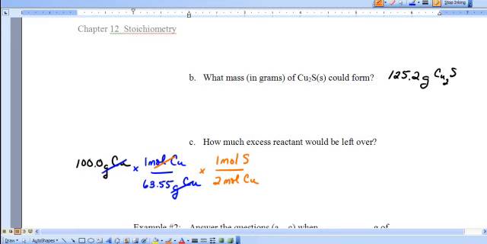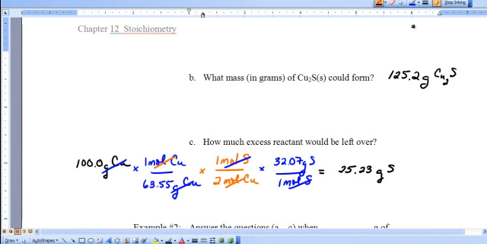Our moles of copper divide out, top and bottom. We're into moles of sulfur. We're going to change that into grams, 32.07 grams of sulfur per 1 mole of sulfur, right off the periodic table. And when you perform that calculation, 100 divided by 63.55 divided by 2 times 32.07, it looks like we're going to get 25.23 grams of sulfur needed.